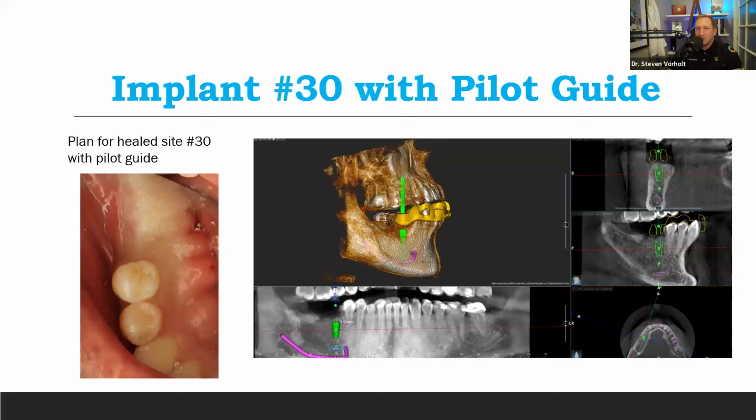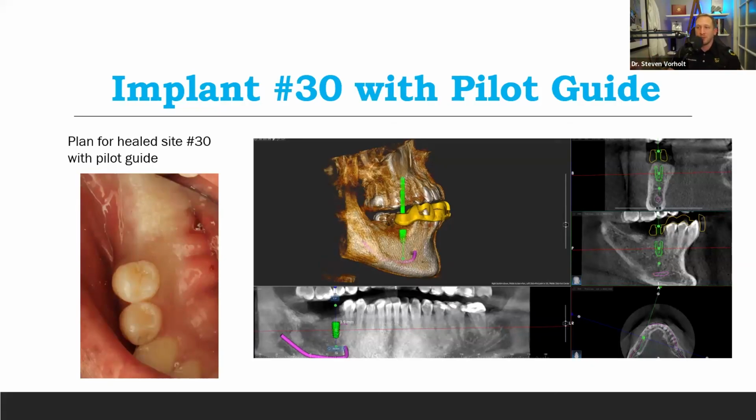So some people would say, why do a guide? There's so much bone, and that's true. There's so much bone you can't really miss. You're not going to be out of the plate or in the nerve by any means, but I still want to place it in a place that's restoratively appropriate, not accidentally have it angling backwards or too distal from number 29 or what have you.